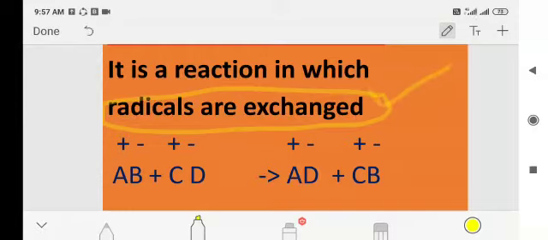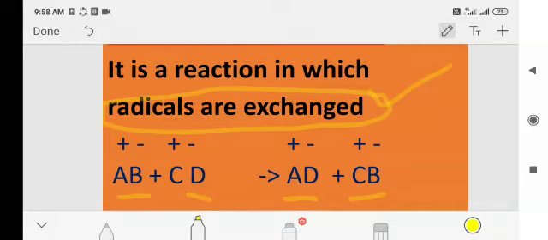What is meant by radicals? Every compound has two radicals, one positive radical and one negative radical. In this representation, you will find AB reacting with CD to form AD and CB. Just see how the reaction took place. The positive radical of the first compound is combining with the negative radical of the second one, and in the same way the positive radical of the second one combines with the negative radical of the first one. Radicals are interchanging or exchanging here.